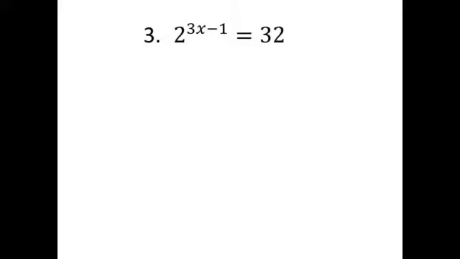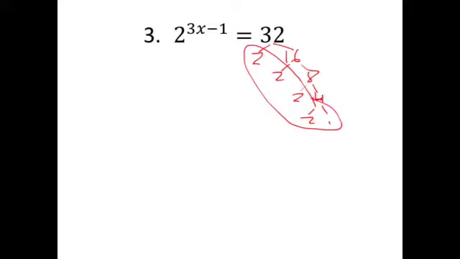On number 3, left side we have a base of 2, right side we have a base of 32. We need to split this one so it has a base of 2, so I'm going to do 2, and that will give me 16. 16 is 2 times 8, 8 is 2 times 4, and 4 is 2 times 2. So that's 2 to the 5th power, and so on my left side we have 2 to the 3x minus 1, and on the right side we're going to have 2 to the 5th power.